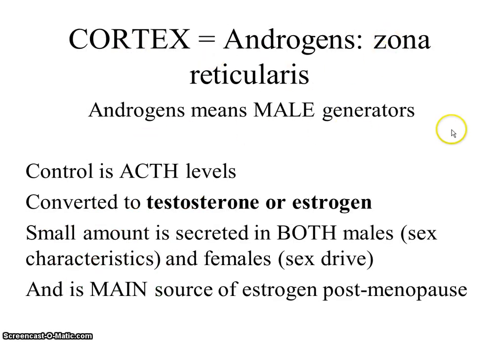It means a male generator. This is controlled also by ACTH from the hypothalamus, which is responsible for stimulating the production and release of androgens. So what these androgens will do is help convert to testosterone or estrogen. And both males and females make a little bit of these androgens. And it is the main source of estrogen after menopause in females, because the ovaries are going to stop making that. In fact, the ovaries just flat out stop listening to the brain, honestly, in menopause.